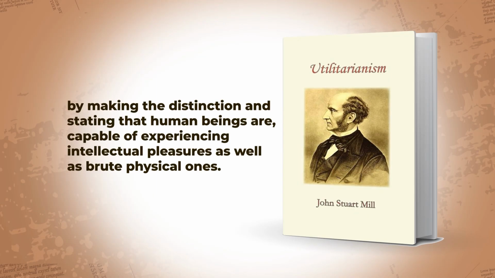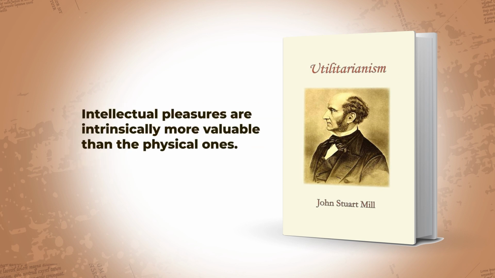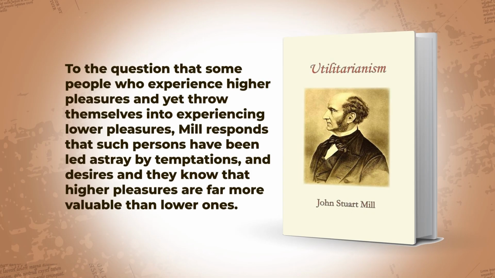Mill went on to elaborate on his version of utilitarianism as a normative theory of ethics or moral philosophy. He criticized his opponents by making the distinction and stating that human beings are capable of experiencing intellectual pleasures as well as brute physical pleasures. Intellectual pleasures are intrinsically more valuable than physical brute pleasures. His argument in support of this is that those who have experienced both kinds of pleasures will certainly prefer the higher pleasures. To the question of why some people who experience higher pleasures yet go on to throw themselves into experiencing lower pleasures, Mill's response is that such persons have been led astray by temptations and desires, and they know that higher pleasures are far more valuable than lower pleasures.